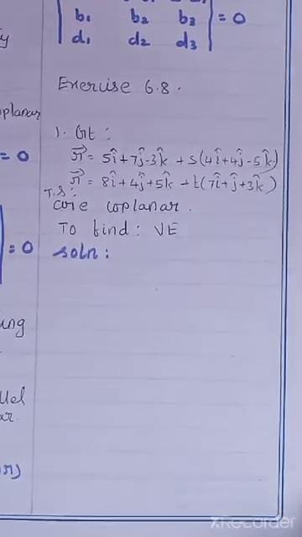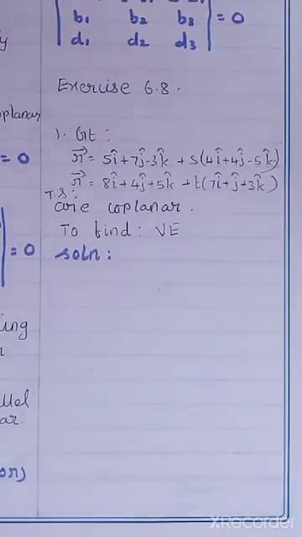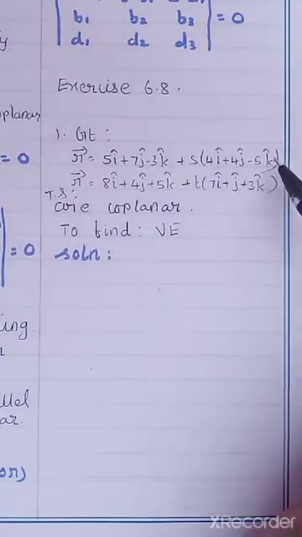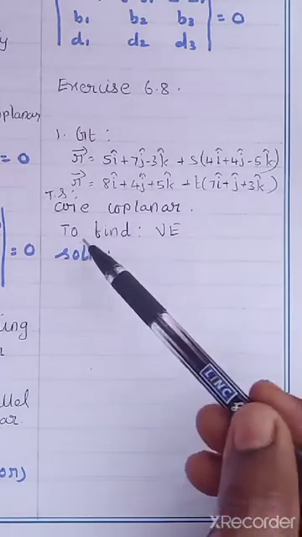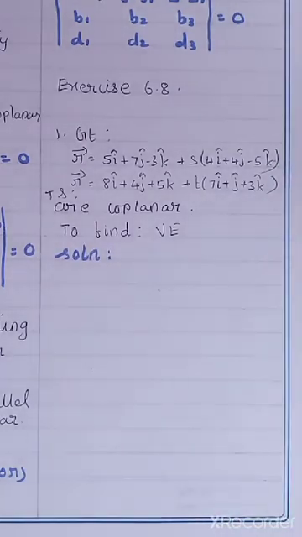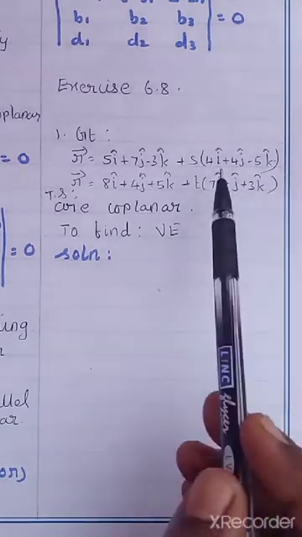Is that clear? So two lines are given. We want to find whether these two lines are coplanar, and also find the vector equation. For coplanar, we have two conditions: one is the condition for coplanarity of two lines, the second is non-parallel coplanar. Correct? Okay, so first just see this one.